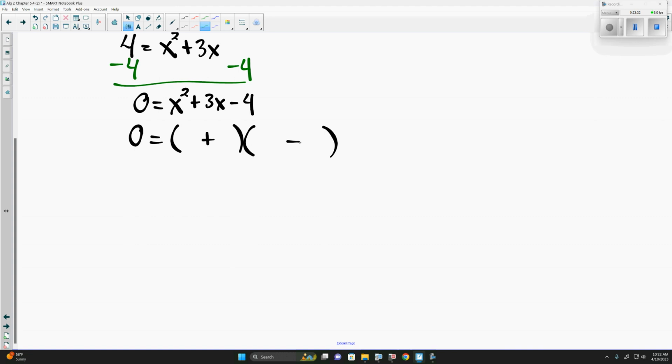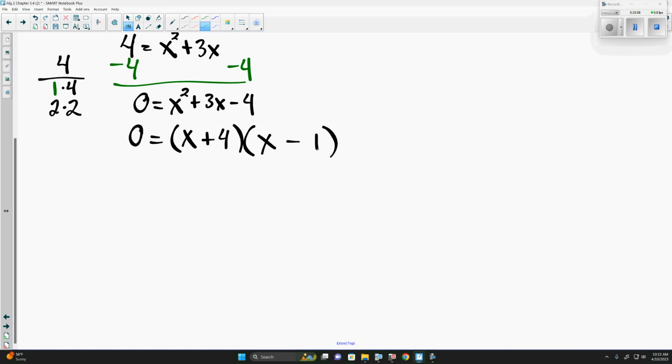The factors of x squared are x and x. Those are the only factors of x squared. Now, the factors of 4, we do have more than one. We have 1 and 4 or 2 and 2. Which one do we want to use? 1 and 4, which one's positive, which one's negative? Yes, 4 and negative 1.